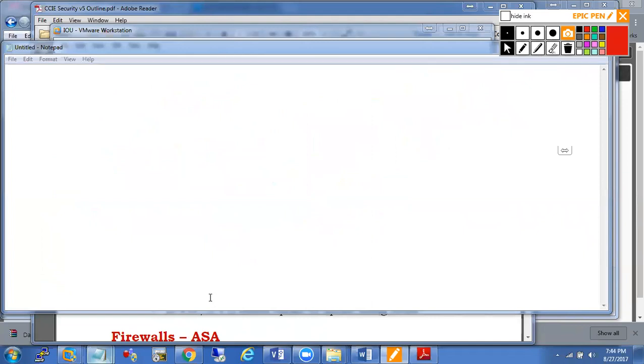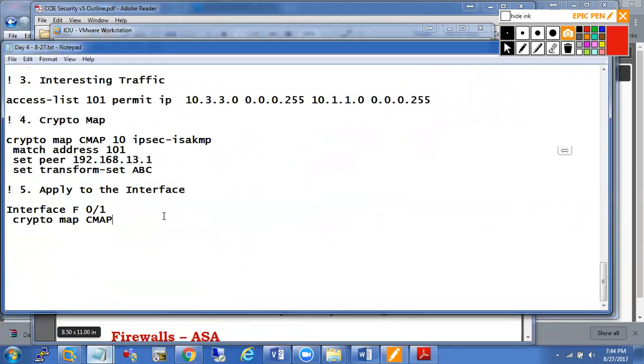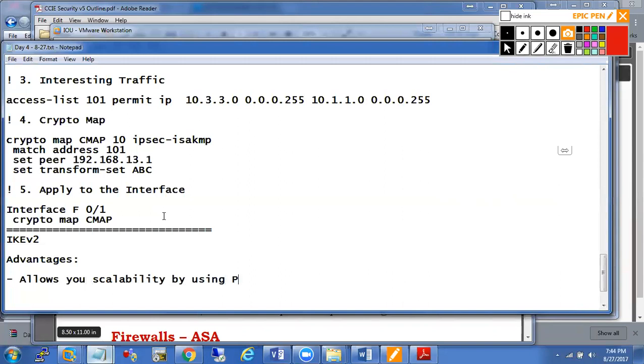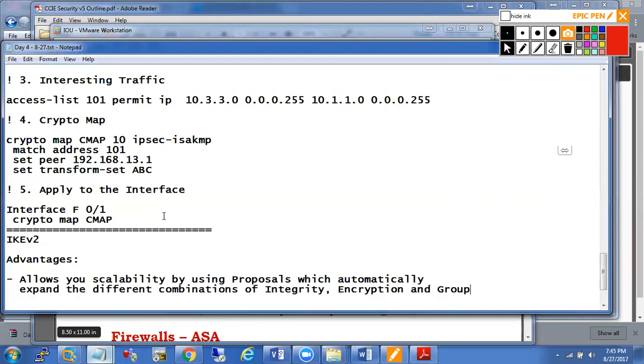Let's write that down for you guys. Allows you scalability by using proposals, which automatically expand the different combinations of integrity, which is your hash, encryption, and group. That's your first advantage.